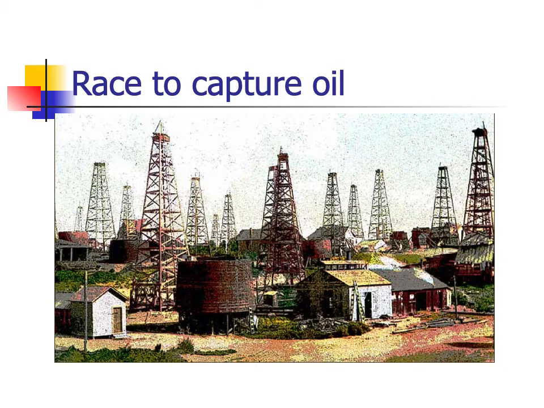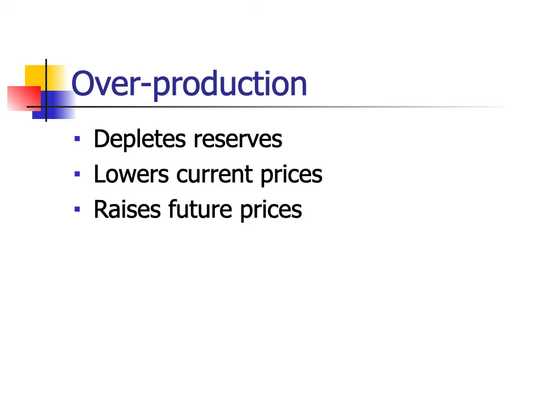Oil will be brought to the market too rapidly, so faster than the optimal path. That means that the current supply will be higher and the current price lower, but we will have faster depletion, so we will have higher prices in the future. So the rule of capture depletes the reserves of oil more quickly than it should. It lowers current prices and raises future prices.